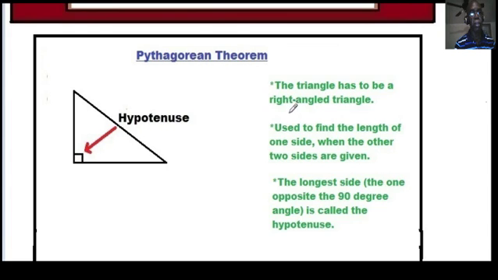2. The Pythagorean theorem is used to find the length of one side of a right-angled triangle when the lengths of the other two sides are given. So, you must always have the length of two sides before you can find the length of the third side. 3. The longest side of any right-angled triangle is called the hypotenuse. This is always the side opposite the 90-degree marked angle.